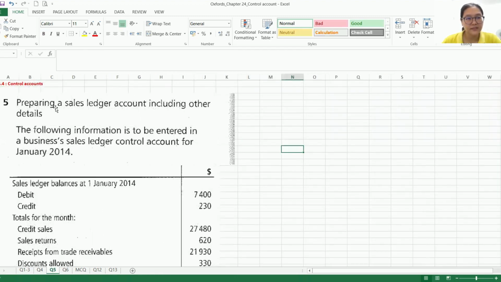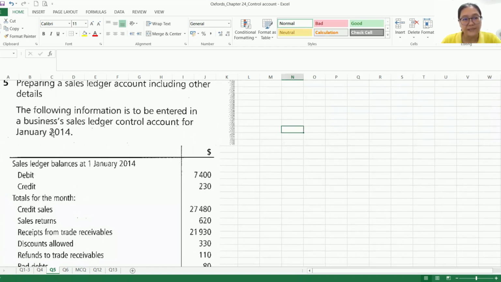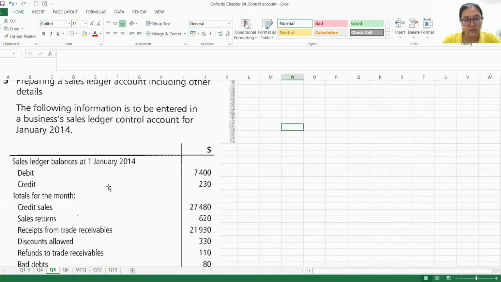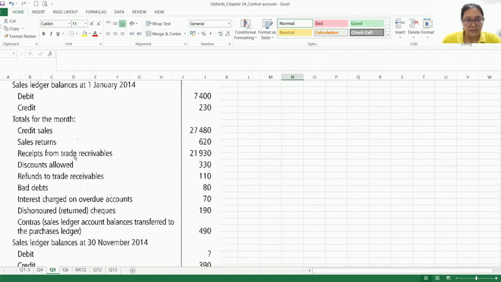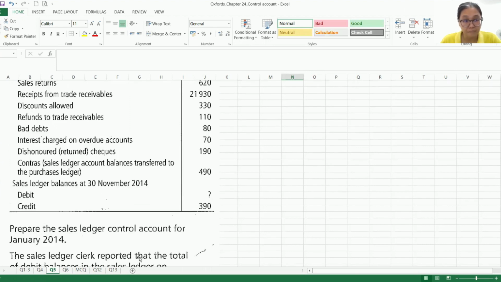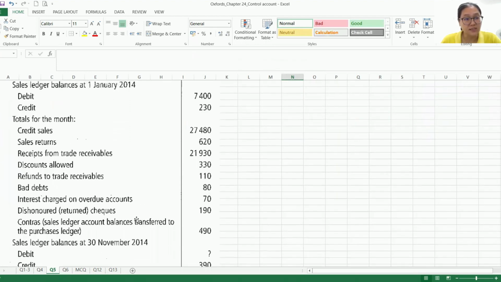Question 5 says to prepare a sales ledger control account including other detail. The following information was entered in a business's sales ledger control account for January. Inside here they have debit and credit, which means there are some customers we are owing money to. These are all the transactions, but not all are relevant. Some may, some may not. We need to see whether each is relevant or not, because sometimes in the exam they will mix everything. They want to test your understanding.